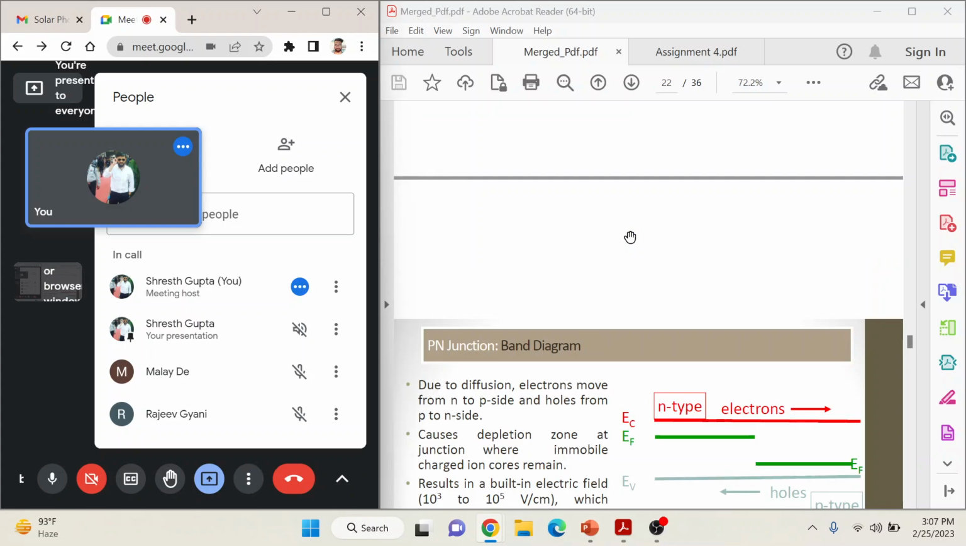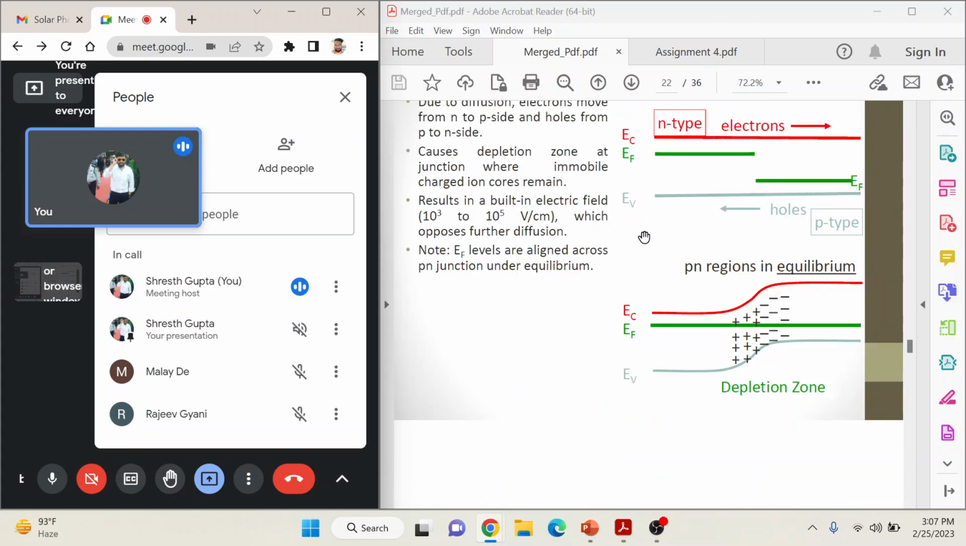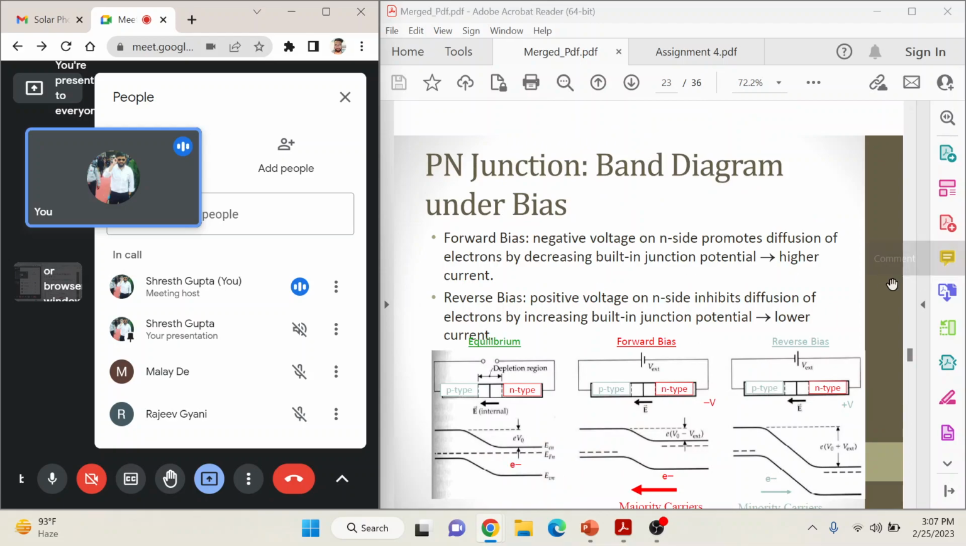Okay, and then this is a band diagram of a PN junction, and then there is a built-in potential or built-in electric field, and how this alignment of the Fermi level takes place. Okay, then under bias, what happens if there is a forward bias, that means if there is a negative voltage on the N side, which promotes diffusion of electrons by decreasing the built-in junction potential, that means it will give the higher current.